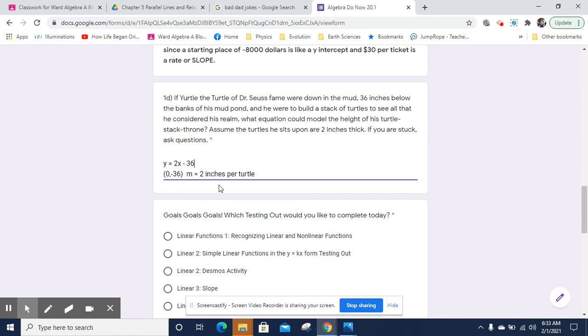That will model the height of Yertle's throne no matter how many turtles high it is until the small one at the bottom says, I'm done with this, and Yertle ends up being king of the mud.